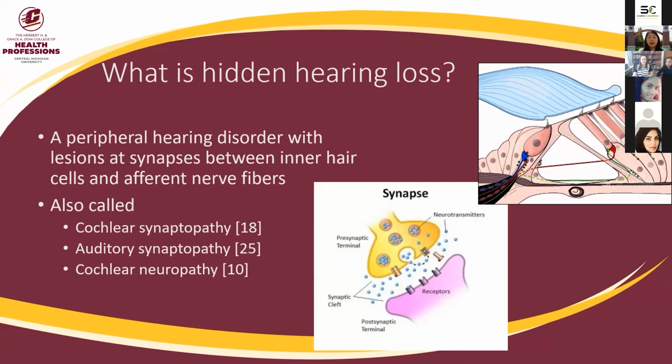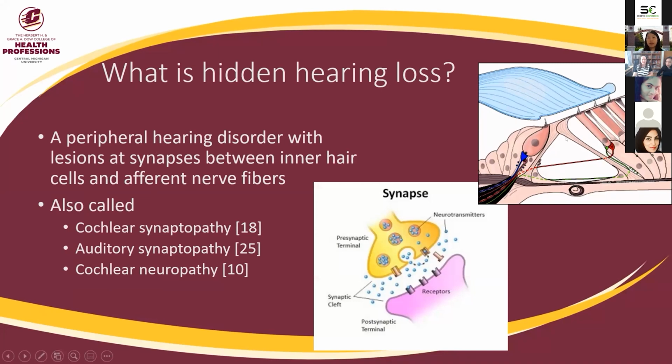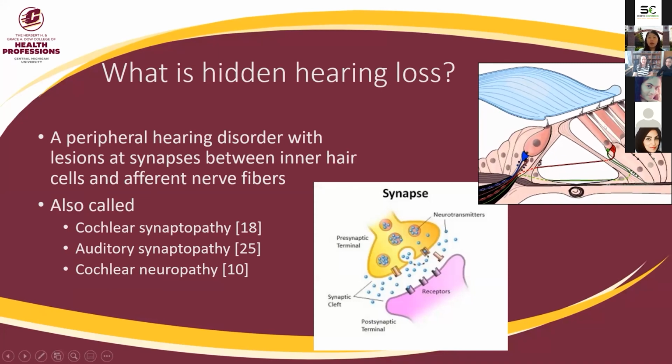So what is hidden hearing loss? Let's take a look at this figure. This is the organ of Corti, a sensory organ of hearing in the cochlea. It has two types of hair cells, the inner hair cell and outer hair cell. The inner hair cells are the ones that are responsible for transducing mechanical energy in the middle ear to the electrochemical energy in the auditory nerve.